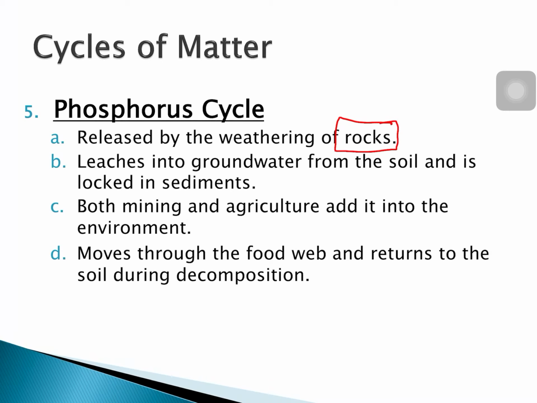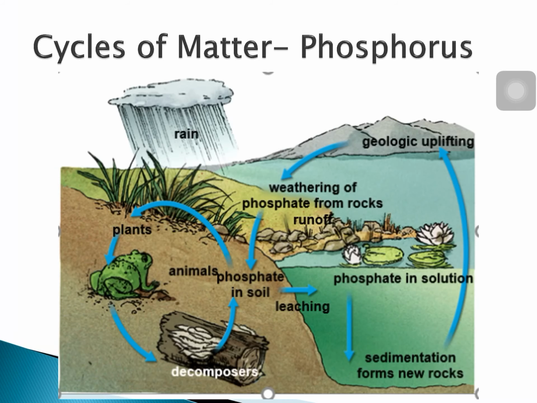Again, this is going to move through our food web, returns to the soil during decomposition. So as you can see, decomposition is big in all of these cycles because we have to return those minerals to the earth somehow. And we do that through decomposition of dead organisms. Okay, another picture of our phosphorus. So again, the important thing are these rocks. Okay, so they're going to be stored and released in these rocks mainly.